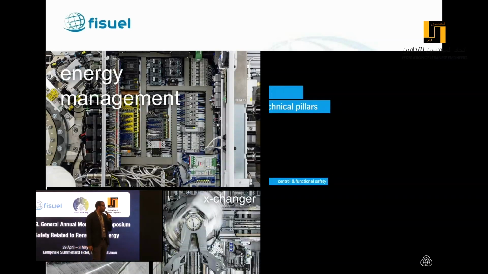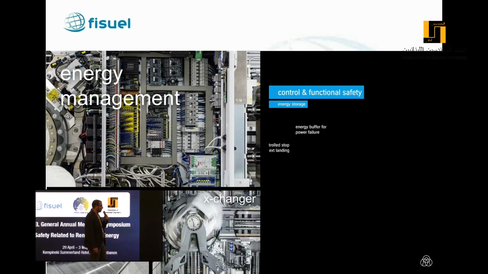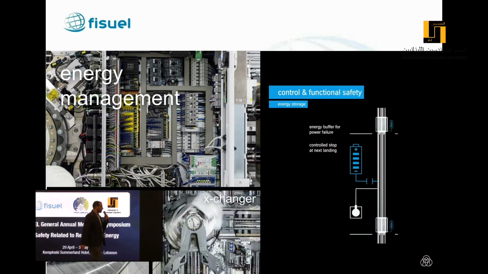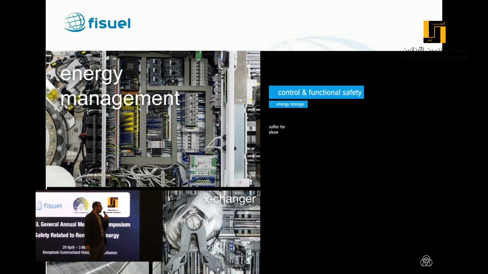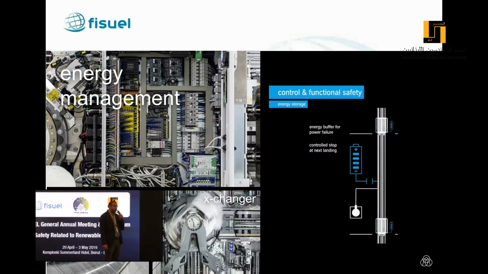Each cabin is equipped with a battery system. In case of an electricity cut, the battery will bring the cabin to the level in order to rescue the passengers and open the doors. Also, another feature of ThyssenKrupp Multi is that the power generated from a cabin going down will be directly transferred to another cabin going up. Each full cabin going down will generate enough energy to move an empty cabin going up.